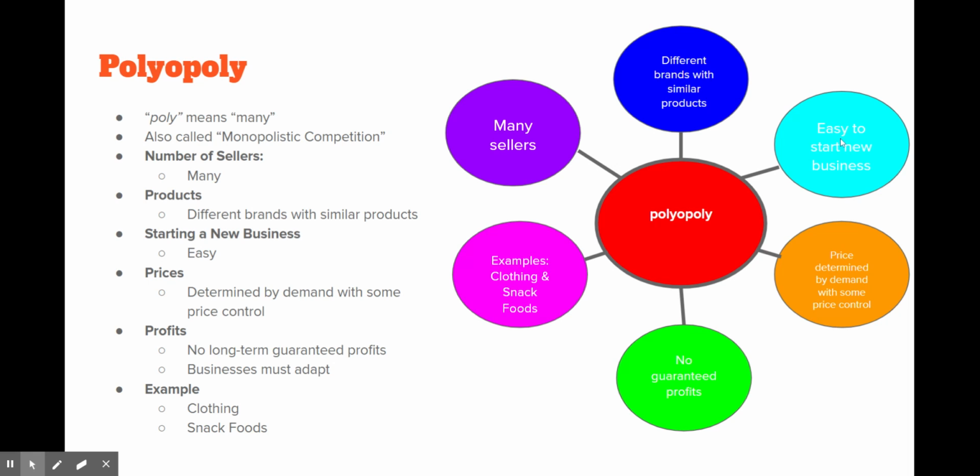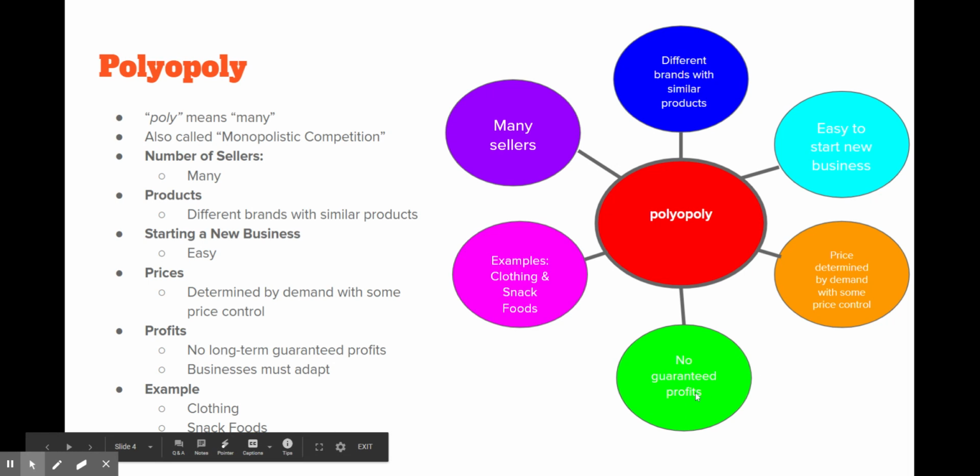It's pretty easy to start new businesses here because you can take a product and you can change it a little bit and start getting going. There's no barrier blocking you from getting in. Someone doesn't have total control, that type of thing. Price is determined by demand, but there is some price control in this method. What that basically means is there's a floor or a ceiling to how much you can charge, and demand has a little bit of control. Demand plays the rest of the role there.